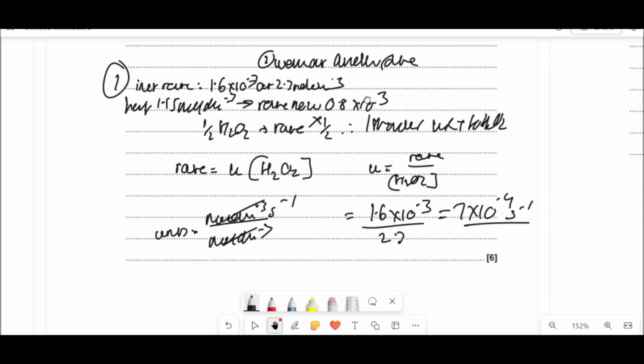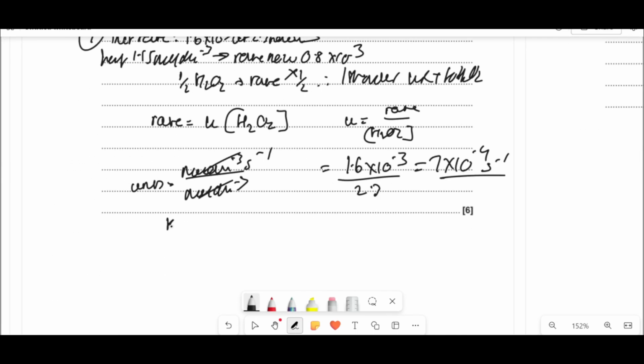Or another alternative, if you did the half-life method, is you could do k equals ln 2 over t half, and you could use that to get 7.3 times 10 to the minus 4.